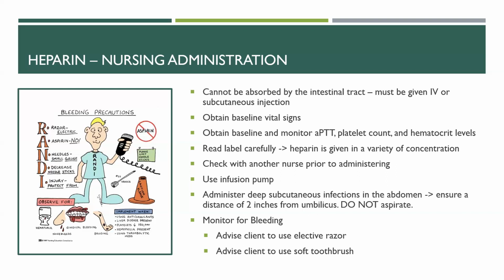Use an infusion pump. You know what I've said before, if the medication can kill you, then it deserves its own pump. If you're giving subcutaneous injections in the abdomen, ensure a distance of 2 inches from the umbilicus and do not aspirate. You want to monitor for bleeding. Things you can tell the patient are to use an electric razor and advise them to use a soft toothbrush. On here you can see the little bleeding precautions.